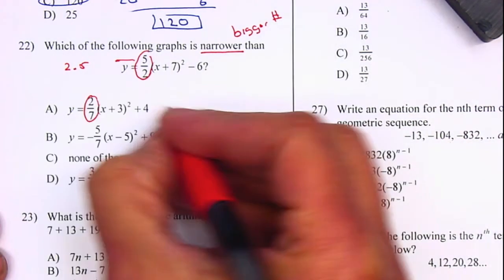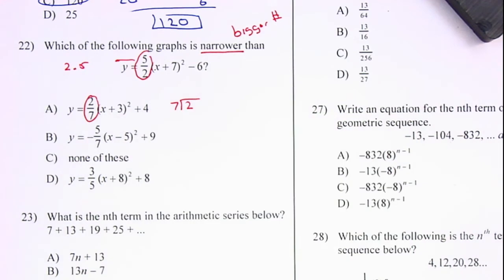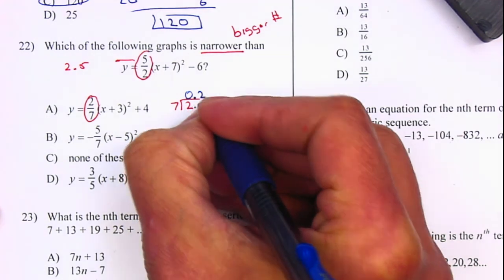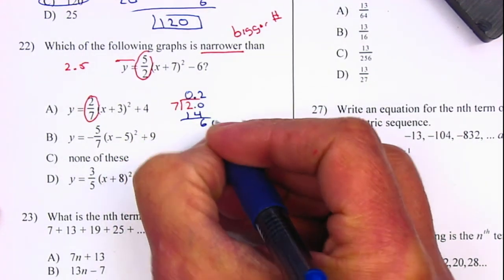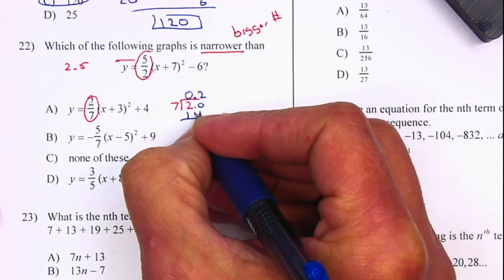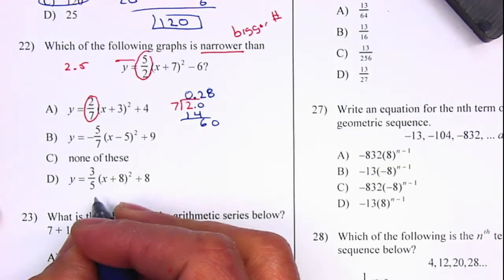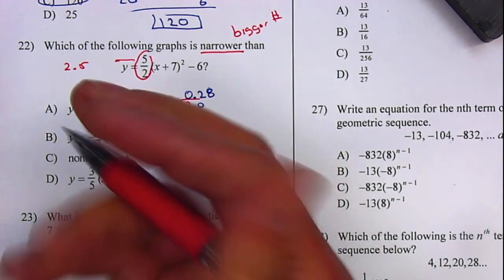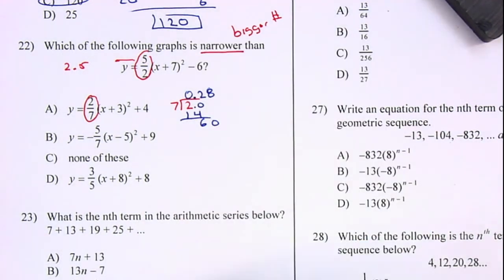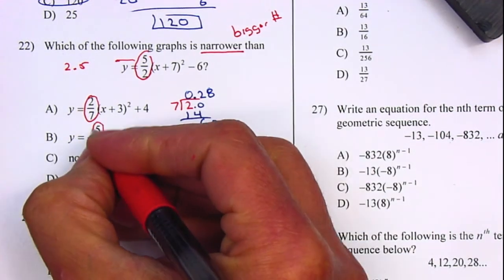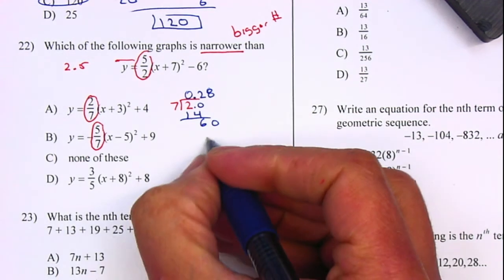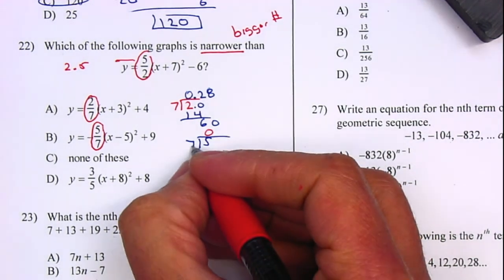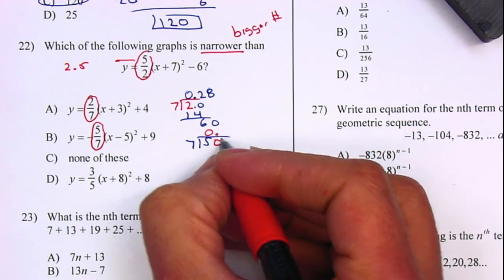Let's see, 2 divided by 7. 7 goes into 2 0 times, I add 0. 7 goes into 20 twice. That'll be 14, I subtract, bring down a 0, and that'll be 8, so 0.28. Let's try 5 over 7. Remember, if the a is negative, it doesn't matter because the only thing that the negative does is flip the graph, but it doesn't make it wider or narrower. We're just looking for 5 divided by 7. 7 goes into 5 0 times. I add 0. 7 goes into 50 7 times.